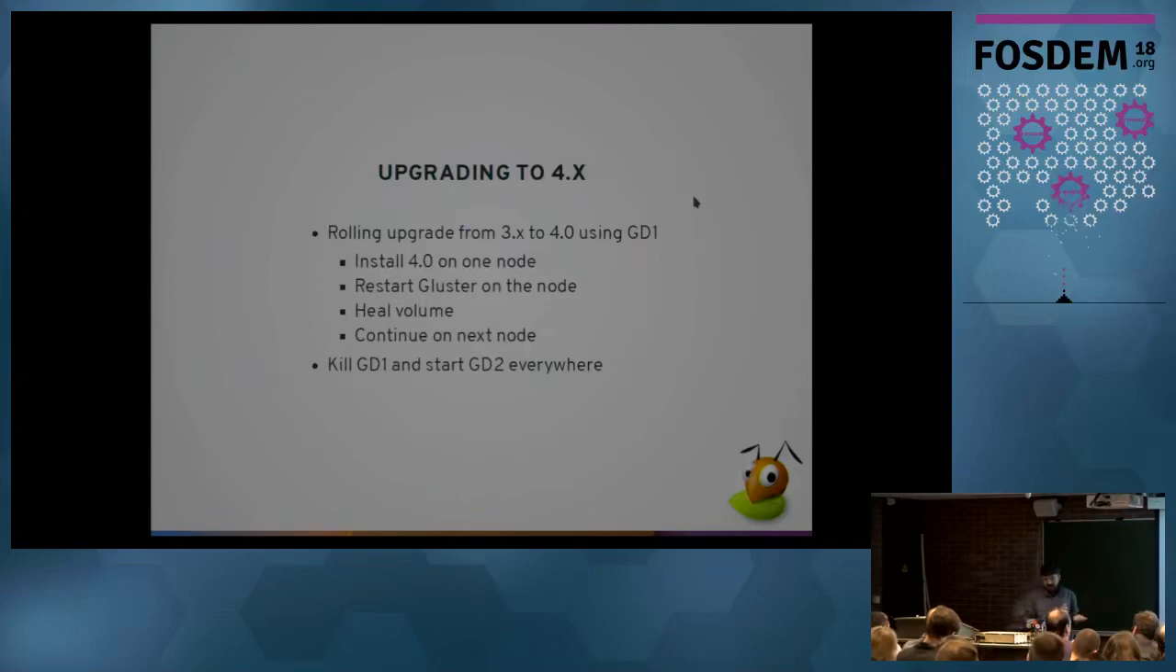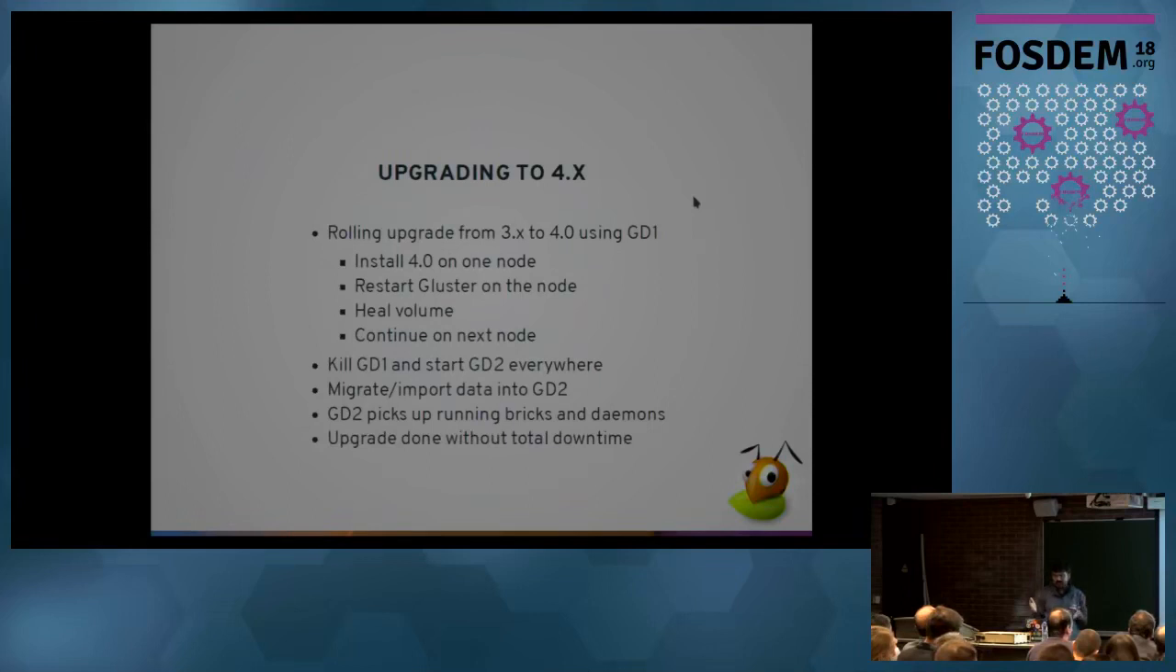Once Gluster 1 is killed everywhere in the trusted storage pool, we'd go ahead and start the new Gluster 2. Once Gluster 2 starts, we'll do the migration into Gluster 2. During the migration, we would form the new cluster using Gluster 2. Then we'll have scripts to import data from the old Gluster store into etcd. Once the data is imported, Gluster 2 should automatically pick up the running file system daemons and begin to manage them. And the migration is complete, or the upgrade is complete, without downtime for clients. And yeah, that's it.